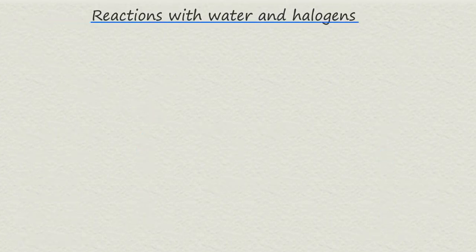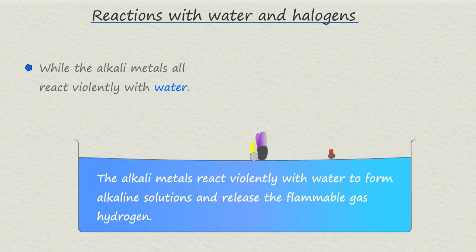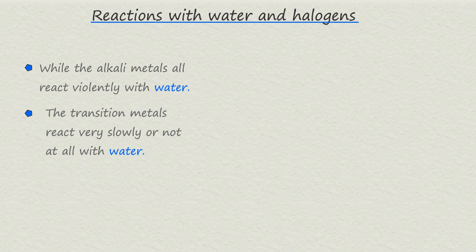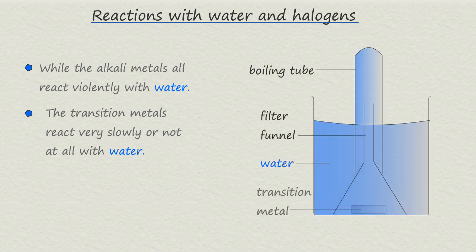Now let us compare the reactions of the alkali metals and the transition metals with water. While the alkali metals all react violently with water to form metal hydroxides and release the flammable gas hydrogen, the transition metals, by contrast, react very slowly, but most do not react at all with water. For example, if a sample of a transition metal is placed in a beaker of water with an inverted boiling tube filled with water on top, then any reaction which takes place can be seen and any gas given off can be collected in the boiling tube.